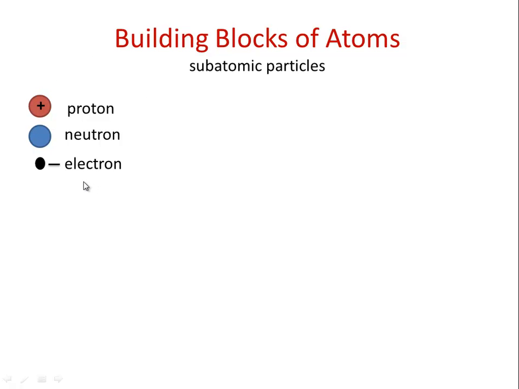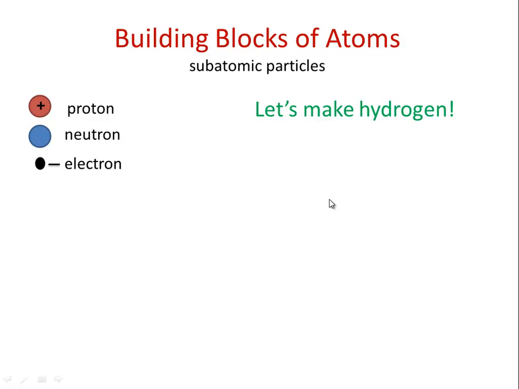Just so you know, and you'll read about this in your book, electrons have a much, much smaller mass than the proton or the neutron. So electrons are tiny compared to the proton and the neutron. Protons and neutrons are just about equal in terms of size and mass. All right, so hey, let's make hydrogen.